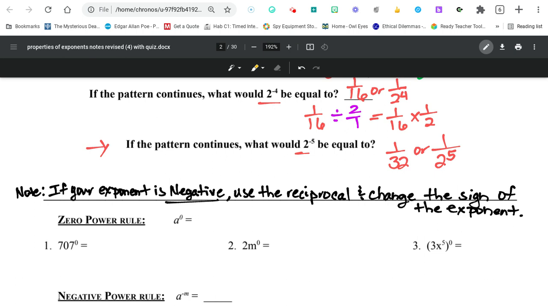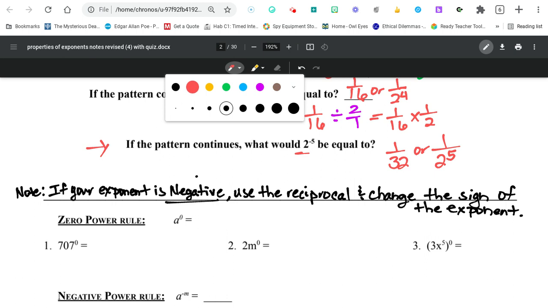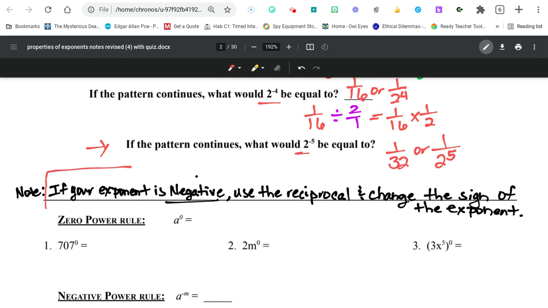Okay? Reciprocal just means flip it. So if it's in the numerator, flip it to the denominator. If it's in the denominator, flip it to the numerator. But only if your exponent is, key thing, only if your exponent is negative. If your exponent is not negative, don't worry about trying to use the reciprocal, flipping anything. Okay?